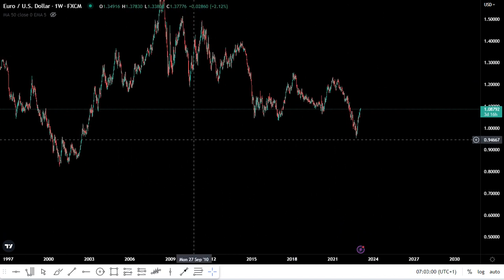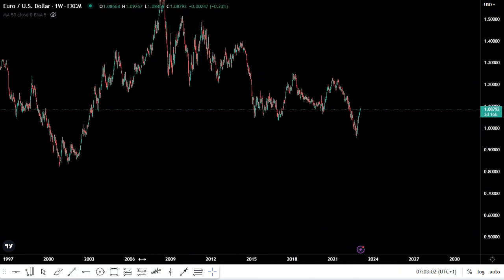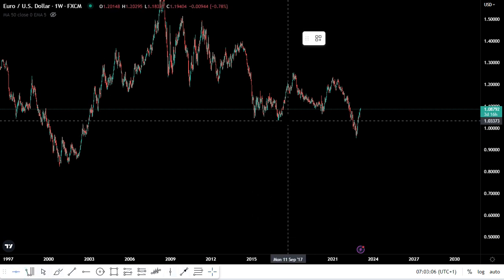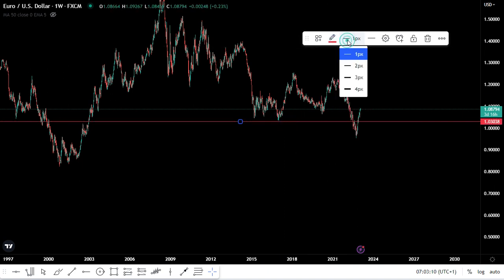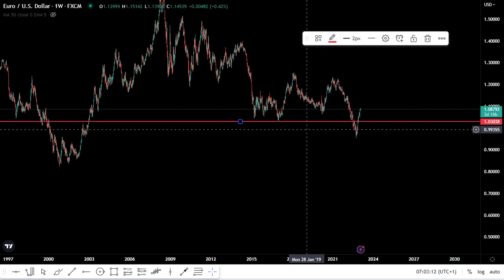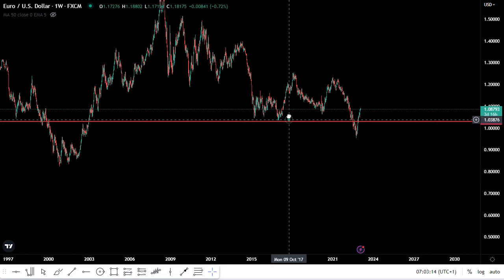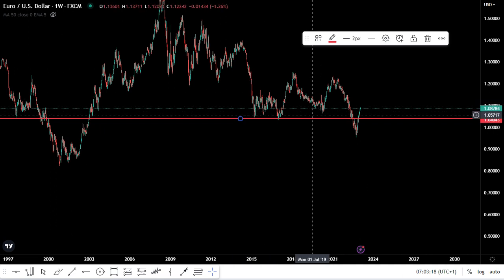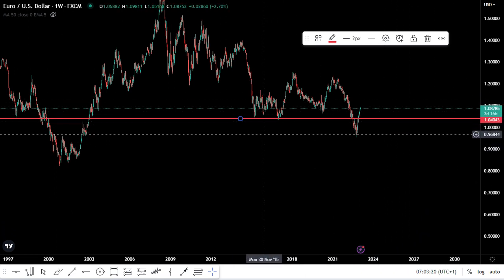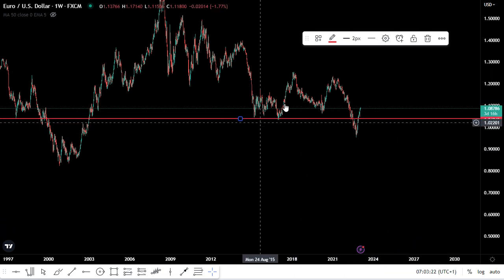So what I need to do now is simply pick up my horizontal line. You already know we are marking out, you already know this, so I don't need to start giving you reasons why I'm marking out this level. You should know already, or you go back to the previous video and watch, or you can go to any other YouTube channel and check out how to put in support and resistance.